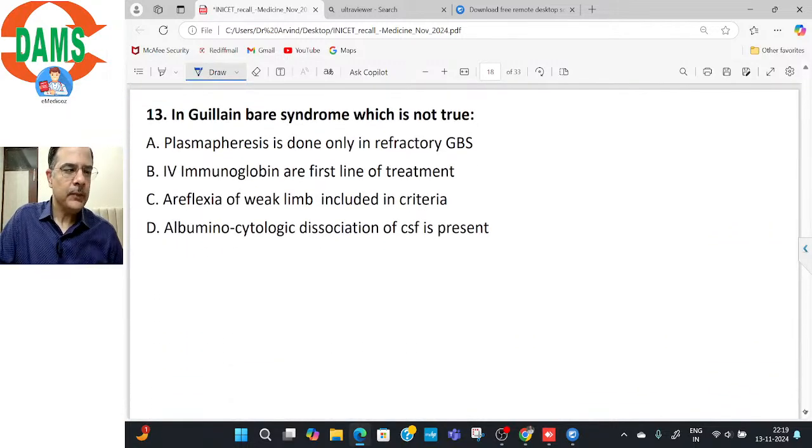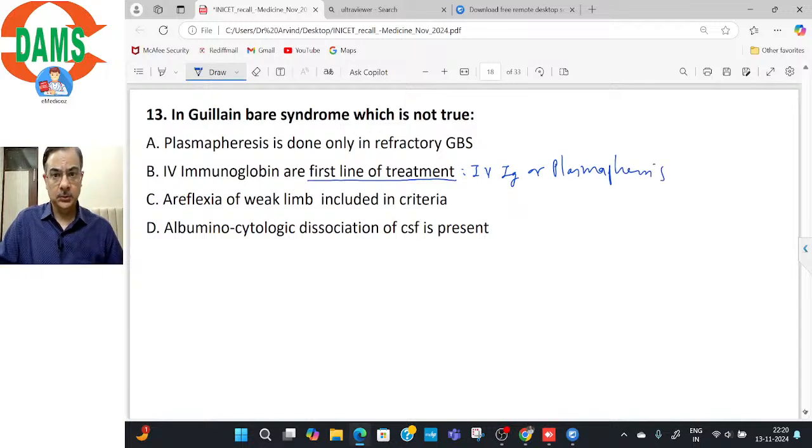Question 13: in Guillain-Barré syndrome, which is not true? Option A: plasmapheresis is done only in refractory cases; IV immunoglobulin is the first line of drug. So the first line can be both, IVIG or plasmapheresis. Plasmapheresis is mainly used when respiratory failure is happening. So both share first line status. It is not that plasmapheresis will be given only in refractory cases. It can be given as a first line agent.